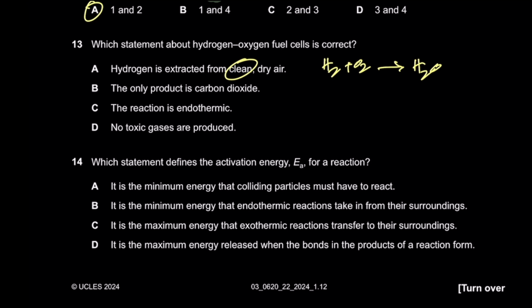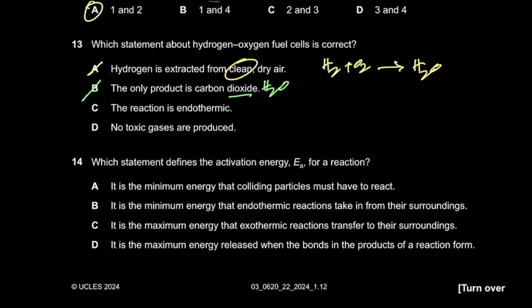If hydrogen was present in dry air, there would be explosions everywhere around you. Why? Because hydrogen is highly flammable. That's why we should be thankful to the Lord for not doing something like that, right? So A is wrong. The only product is carbon dioxide? No, the only product is H2O, not carbon dioxide.